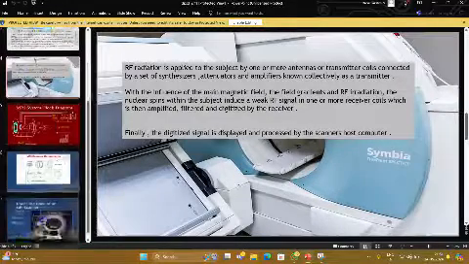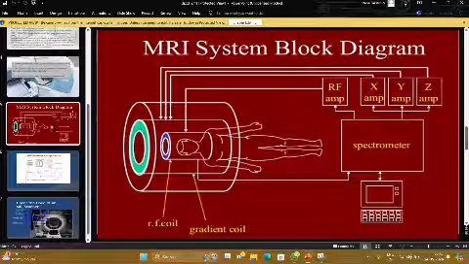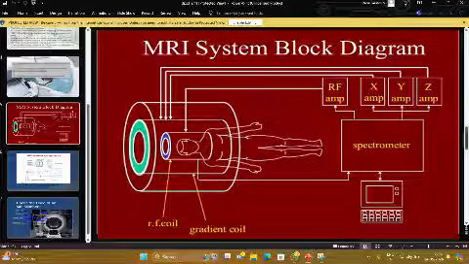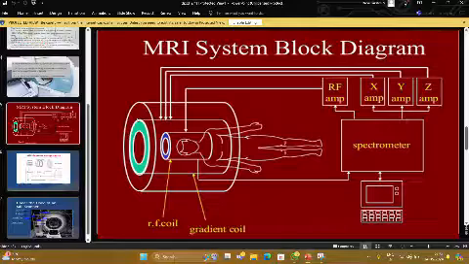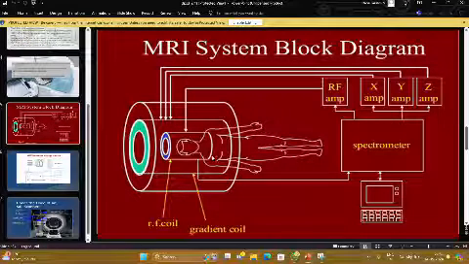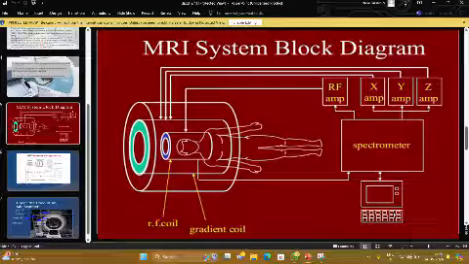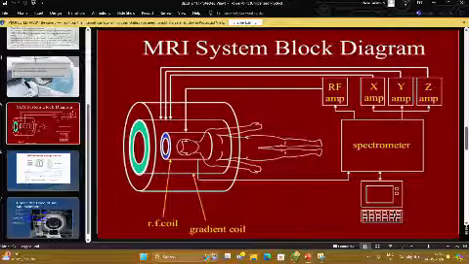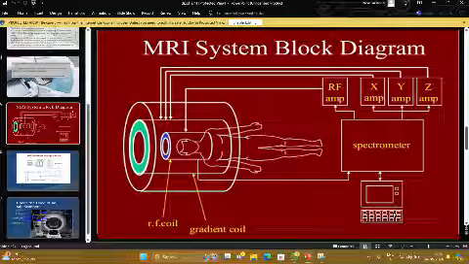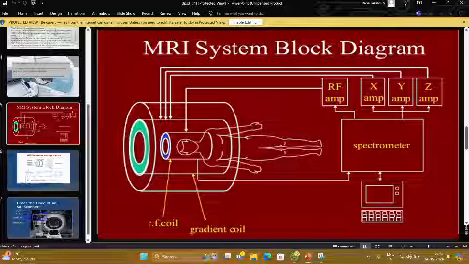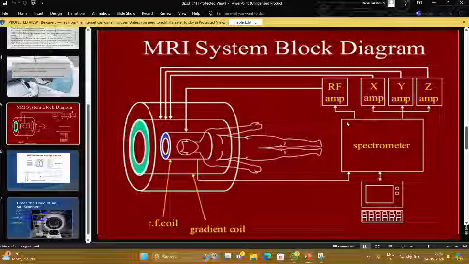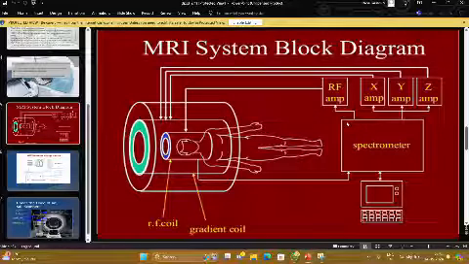Next, the main block diagram. Talking about the MRI system block diagram. As you can see in this picture, the patient is laid down on the bed and there is the main magnet, an RF coil, and below that, gradient coils. The RF amp, X amp, Y amp, and Z amp are amplifiers. And we have the spectrometer, which measures the wavelength of electromagnetic radiation, that is light. And these amplifiers amplify the weak signals and filter them one by one and then project the final output.